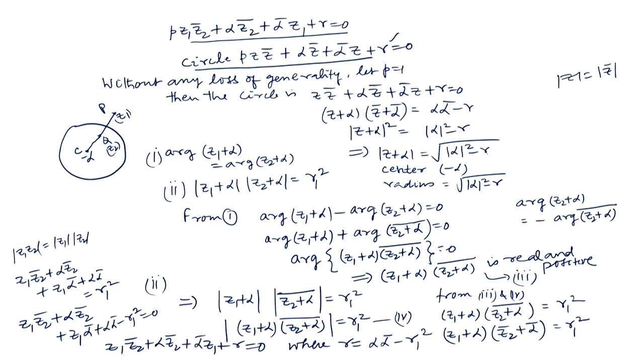So, the radius of the circle, which we are writing here as under root of mod of alpha square minus r, is actually r1. So, r1 square is mod of alpha square minus r, so r is equal to mod of alpha square minus r1 square. So, this r is alpha alpha conjugate minus r1 square. Radius of the circle is r1, and r1 is under root of mod of alpha square minus r. So, the condition for the circle p z z bar plus alpha z bar plus alpha bar z plus r equal to 0 to have z1 and z2 as inverse points is that p z1 z2 conjugate plus alpha z2 conjugate plus alpha conjugate z1 plus r equal to 0.